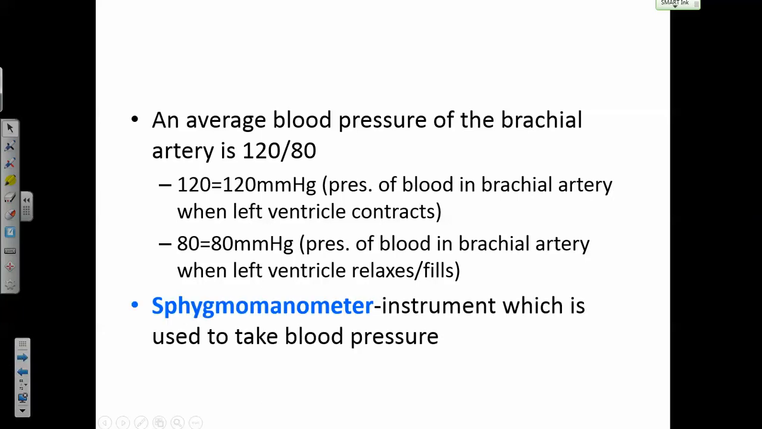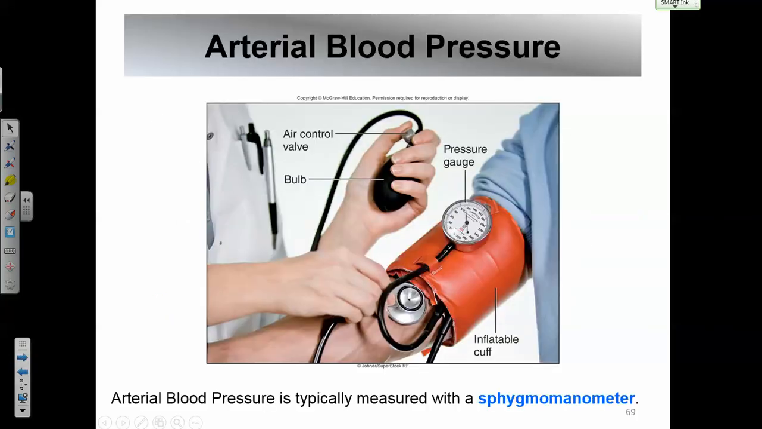Oh, the instrument used to measure blood pressure, if you didn't know the name, we always say blood pressure instrument, but it's a sphygmomanometer. That's how you say that. And there it is. We'll use one in lab next week. You'll get to learn how to use it.